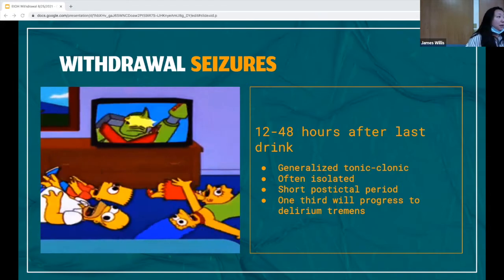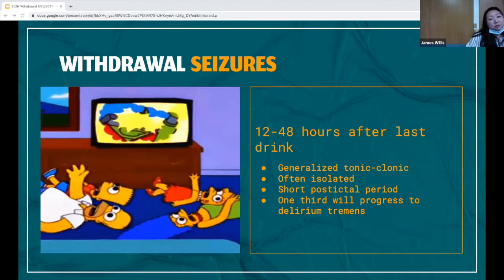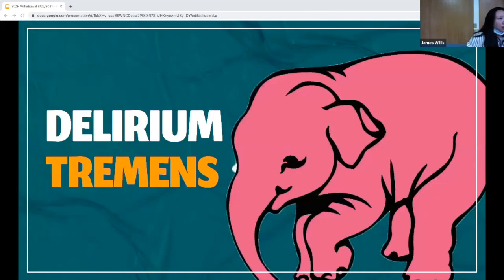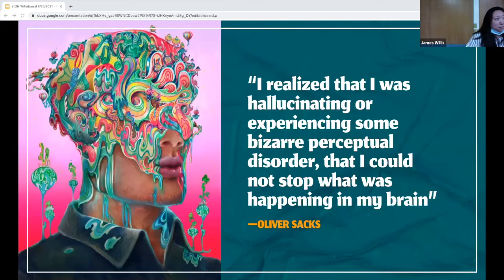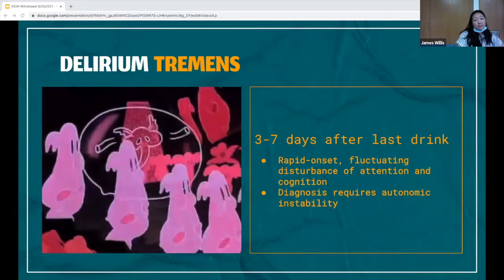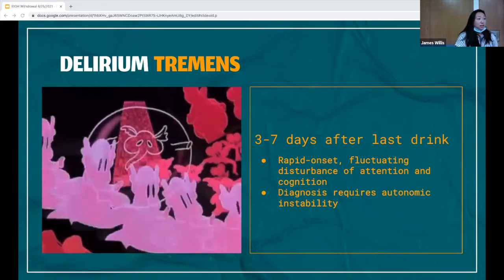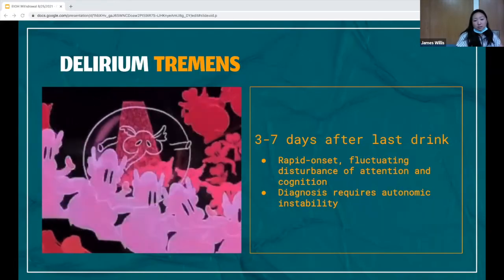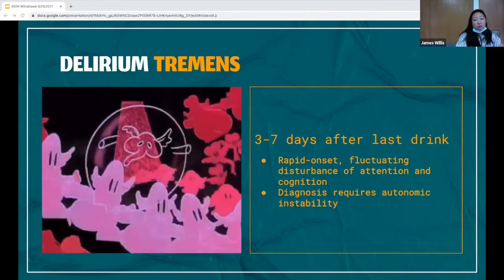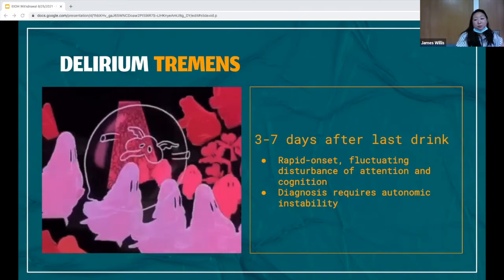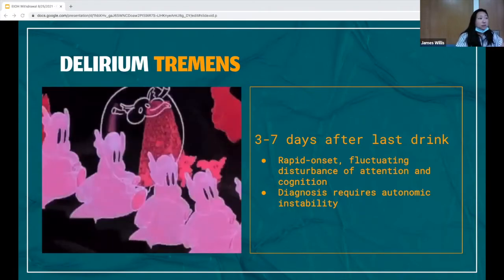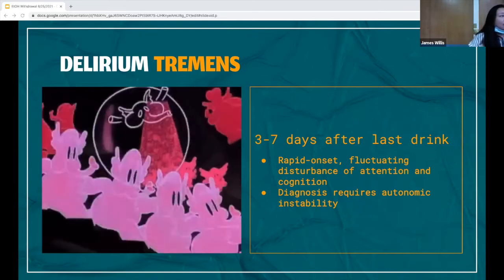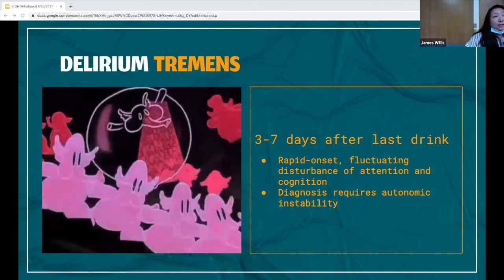And about a third of these patients will progress into delirium tremens, a phenomenon that Oliver Sacks wrote about in a great piece he wrote for the New Yorker called Altered States. And basically we expect DTs within the first few days and up to a week after alcohol cessation. And as Oliver Sacks described it, it's a bizarre perceptual disorder with altered sensorium. And to actually make the diagnosis, they have to have autonomic instability with it.